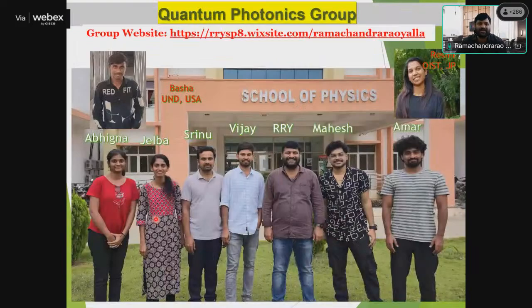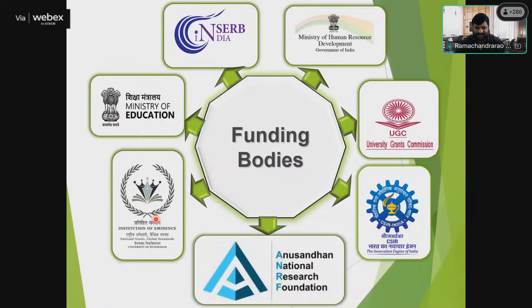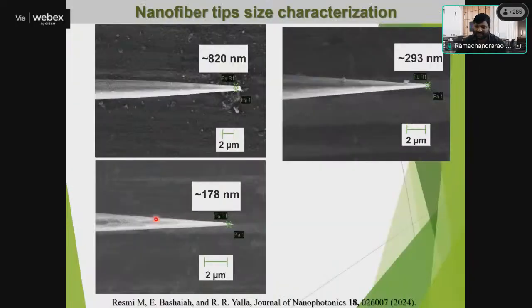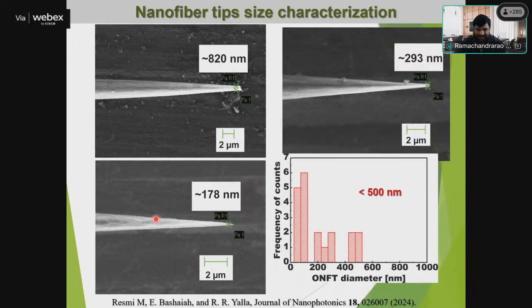Then what is our contribution? This is our group, which I think I showed you the last two times. I don't want to get into it. These are the funding and the facilities we have. I just want to tell you that we are also working on single photon manipulation. This I have already discussed, so I don't want to spend much time.